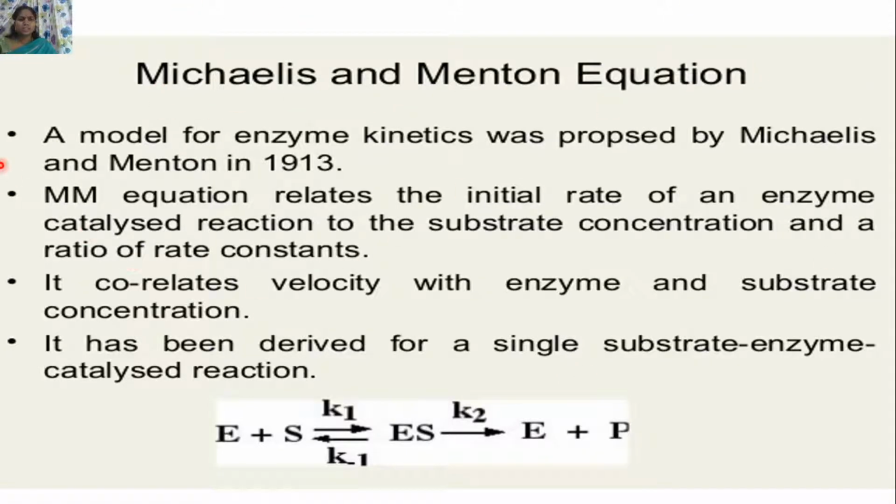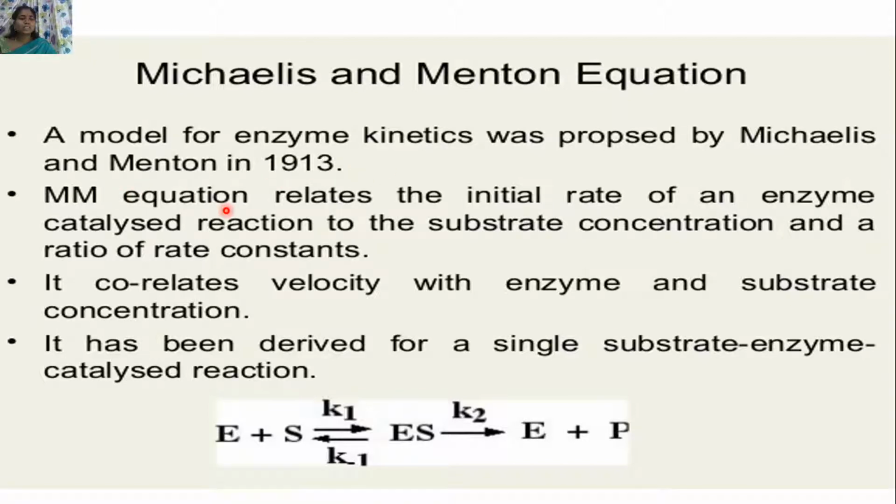The Michaelis-Menten equation is a model for enzyme kinetics. Kinetics is the study of the rate of reaction, that is, the enzymatic rate of reaction, so we call it enzyme kinetics. It was proposed by Michaelis and Menten in the year 1913.